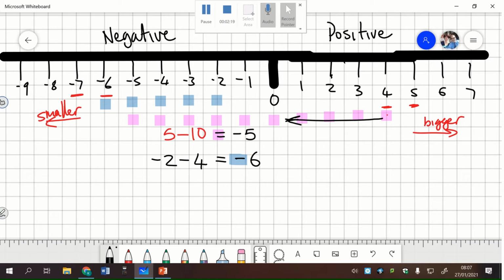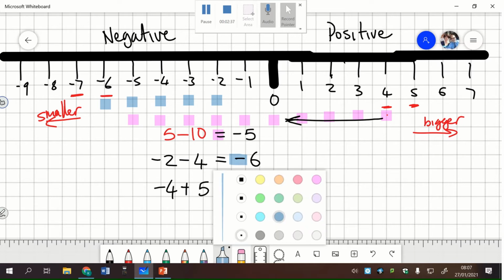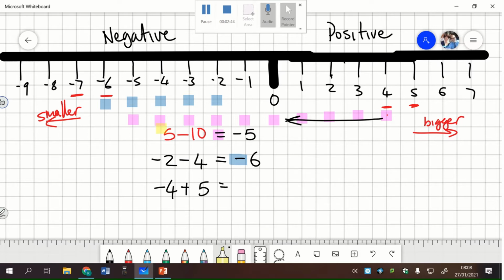So let's take again this first number here, this is all about where you start. Let's start now at -4, and let's add 5. Let's get a different colour pen again. Let's go yellow. We're going to start at -4 here and go up 5: 1, 2, 3, 4, 5. And so the answer is positive.